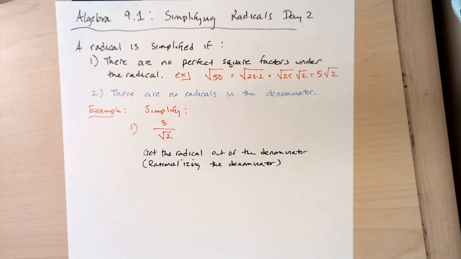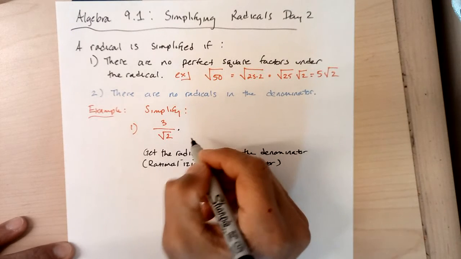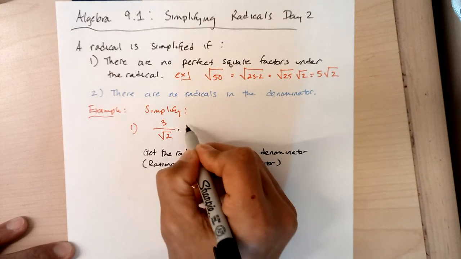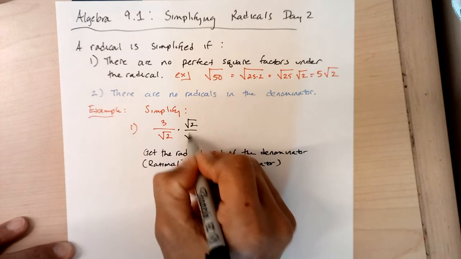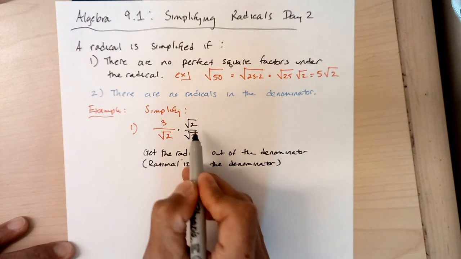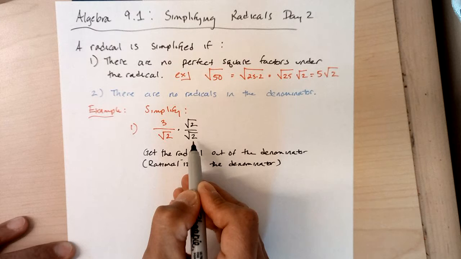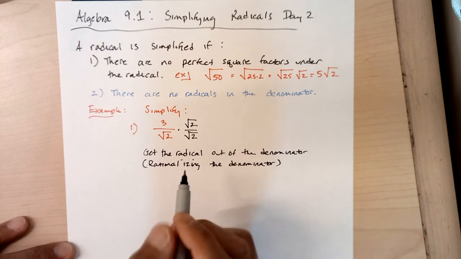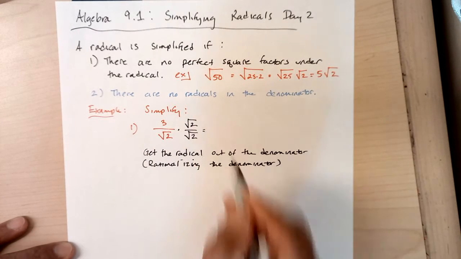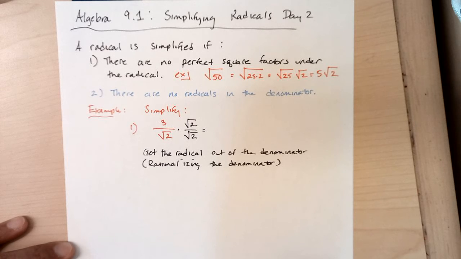To get rid of the radical in the denominator, which is the square root of 2, I can multiply both the numerator and denominator by the radical that's in the denominator: square root of 2 over the square root of 2. Because really what we're multiplying by is 1. Anything divided by itself is 1. That doesn't change the value of the expression. It does and will get rid of the radical in the denominator, as you'll see.